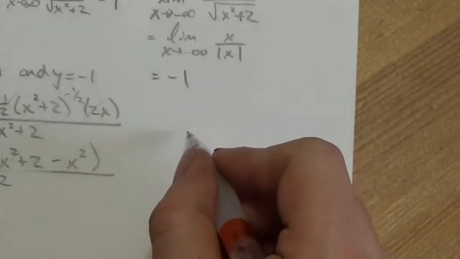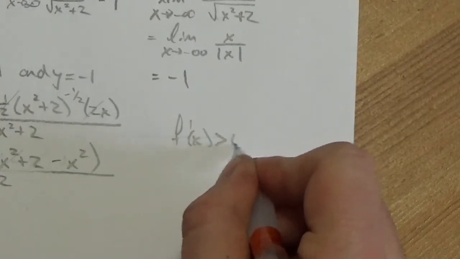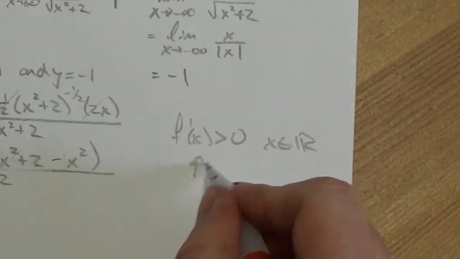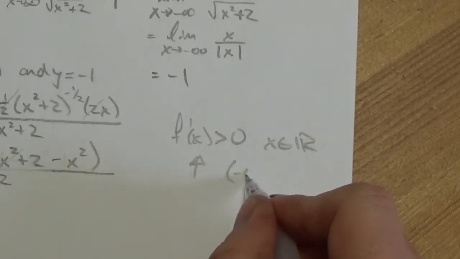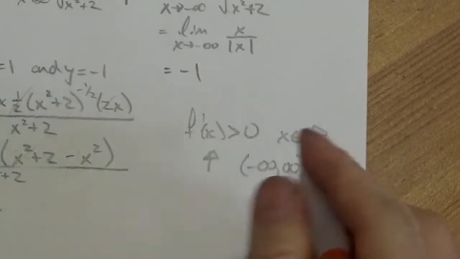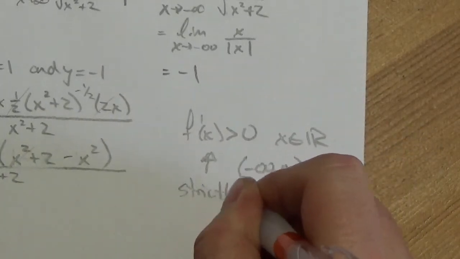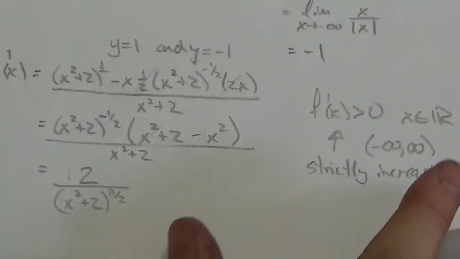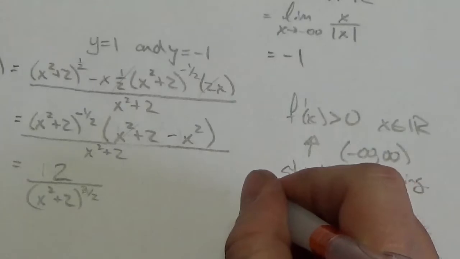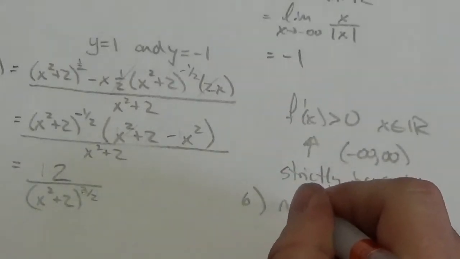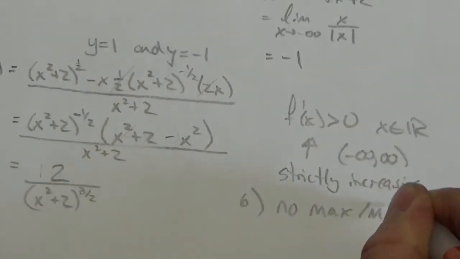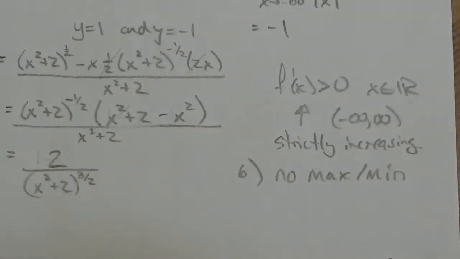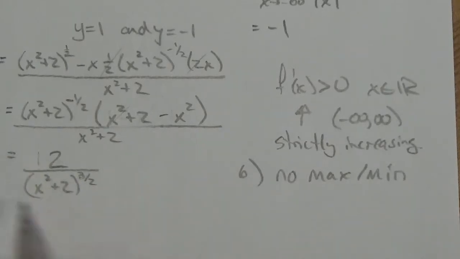Okay, so we know that f prime of x is greater than 0 on the interval where x is an element of the reals. That means this thing is increasing on the interval negative infinity to infinity. In fact, it's strictly increasing. It is always increasing. That was wonderful. And so as a result, I can also jump to point 6 here and say there's no max or min here. There's no point that even suggests a maximum or a minimum. And I really like that first derivative here.